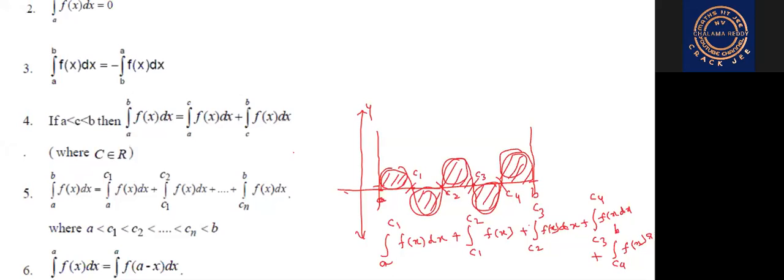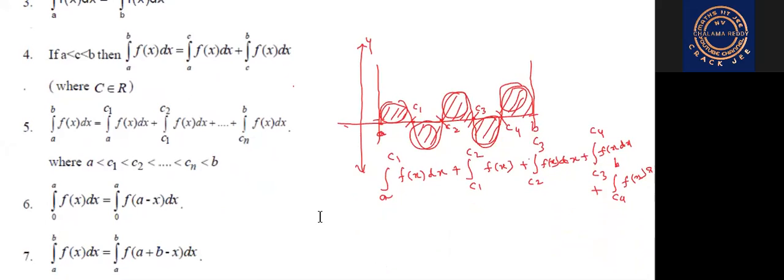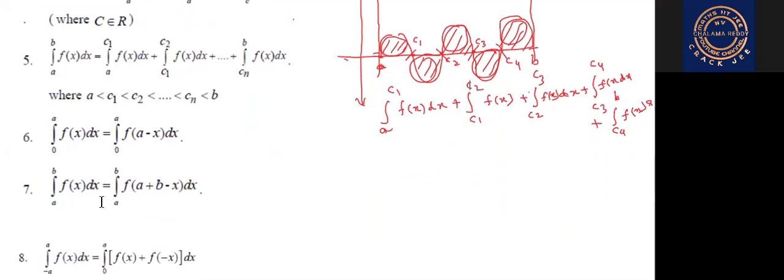Okay, students, now another property. Sixth one: integration 0 to a f of x dx is equal to integration 0 to a f of a minus x dx. Integration a to b f of x dx is equal to integration a to b f of a plus b minus x dx. These are the properties we have to remember.